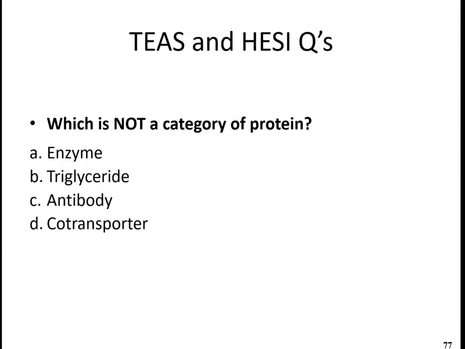Which is not a category of protein? A, enzyme, B, triglyceride, C, antibody, or D, cotransporter. Well, we learned A, enzymes are proteins used as catalysts, or in other words, they speed up reactions. We learned that antibodies are also proteins that help in fighting off infection. And so now we're down to B or D, and hopefully you remember that B is a type of lipid and not a type of protein. The cotransporter is an example of a membrane-bound protein that helps transport substances into or out of the cell.